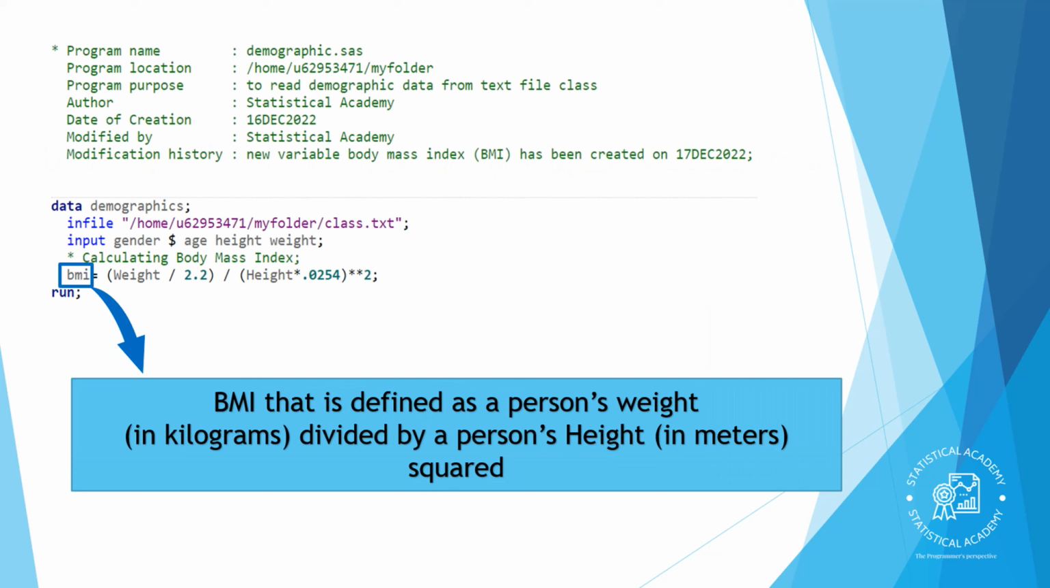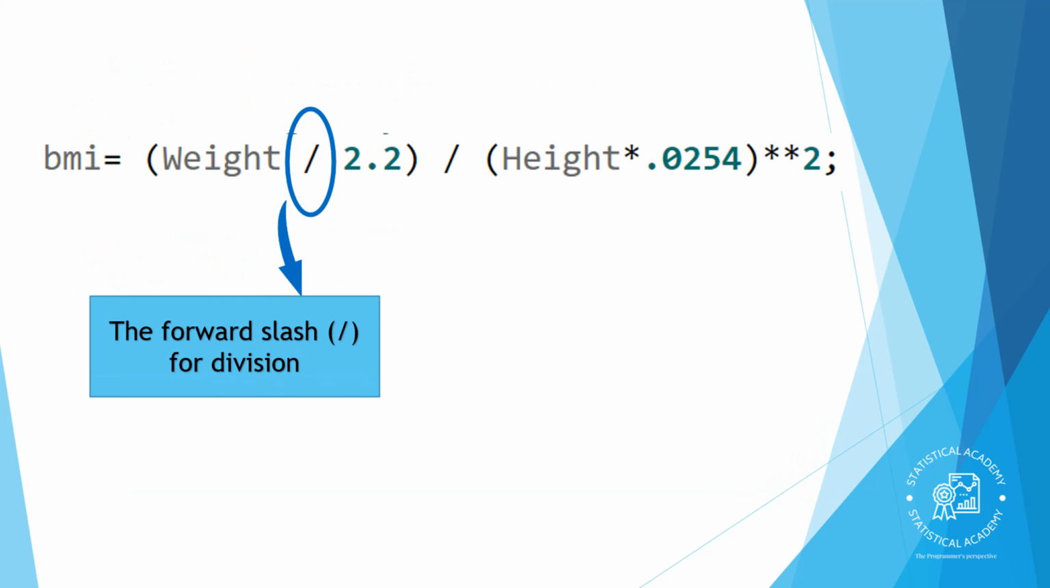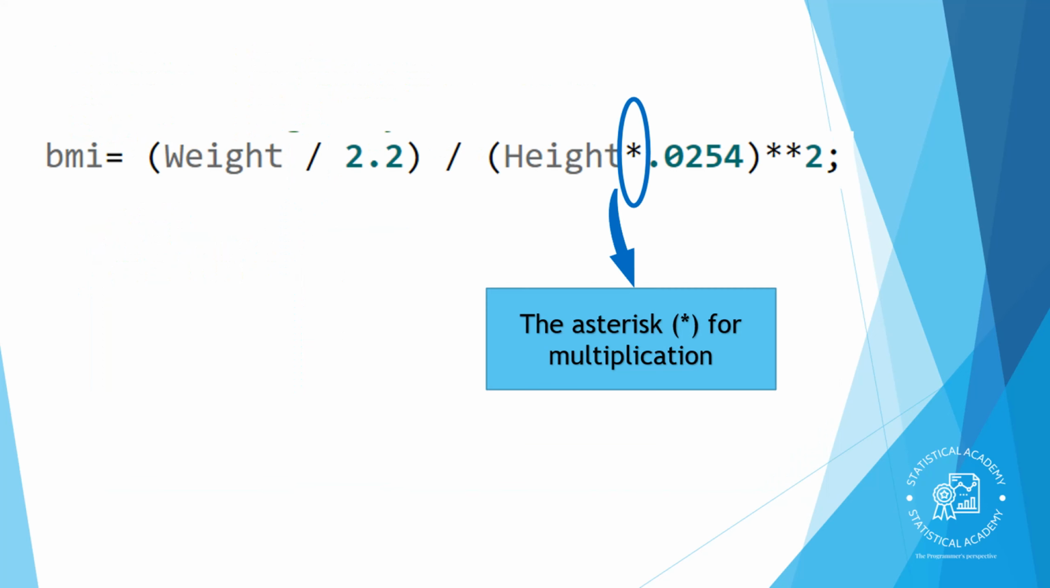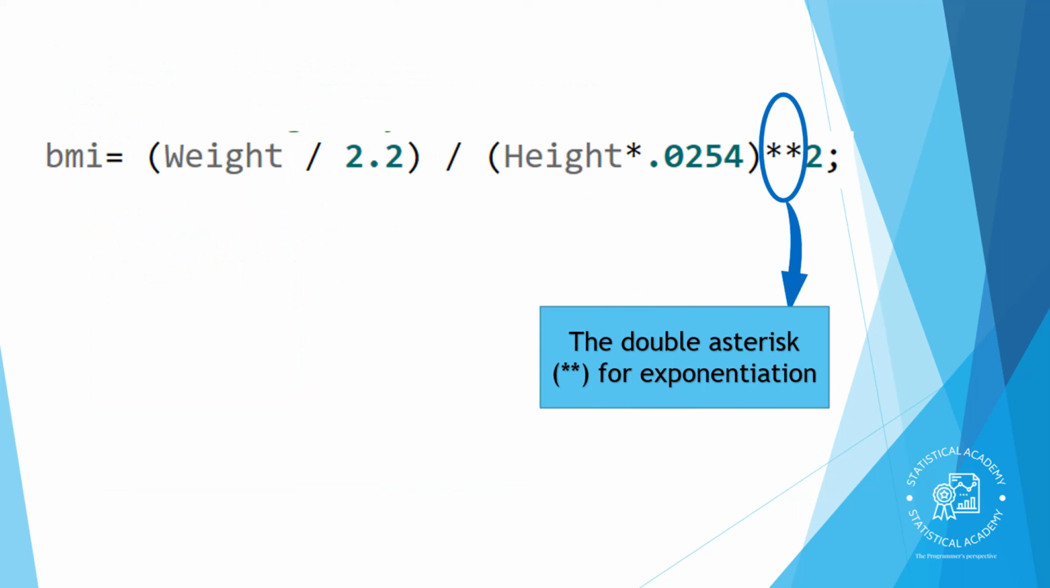Medical researchers often use BMI when computing the health risks of various diseases. This assignment statement uses three of the basic arithmetic operators used by SAS: the forward slash for division, the asterisk for multiplication, and the double asterisk for exponentiation. At this point, please do not worry about mathematics. Everything is defined in an Excel workbook of instructions in real time.